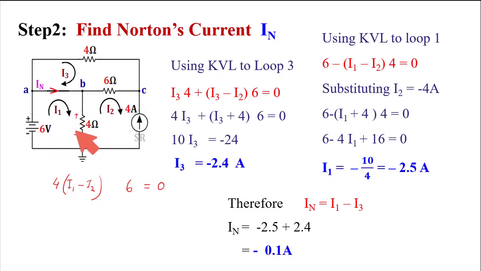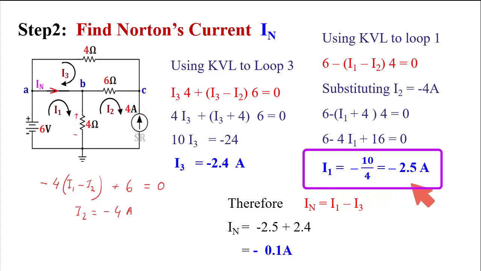So these two are in series opposition. So if we consider one is positive, the other one is negative. So 6 is positive and this potential is negative. So this is the first equation. See here, in the second loop there is a current source of 4 ampere. So the value of I2 is minus 4 ampere. Putting this value in this equation, I got I1 is minus 2.5 ampere.